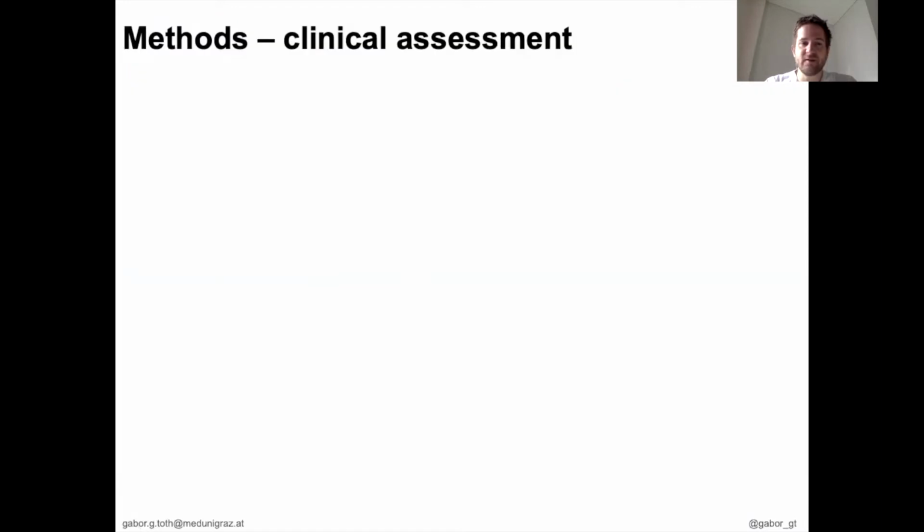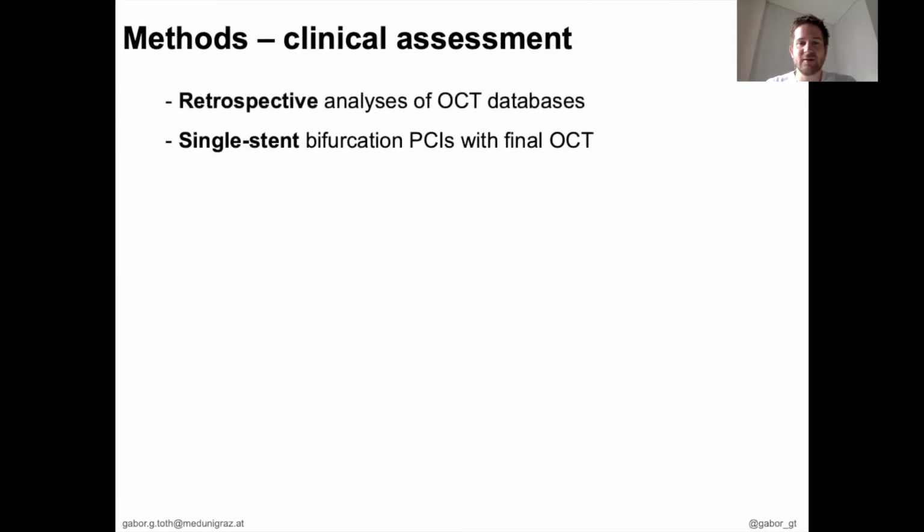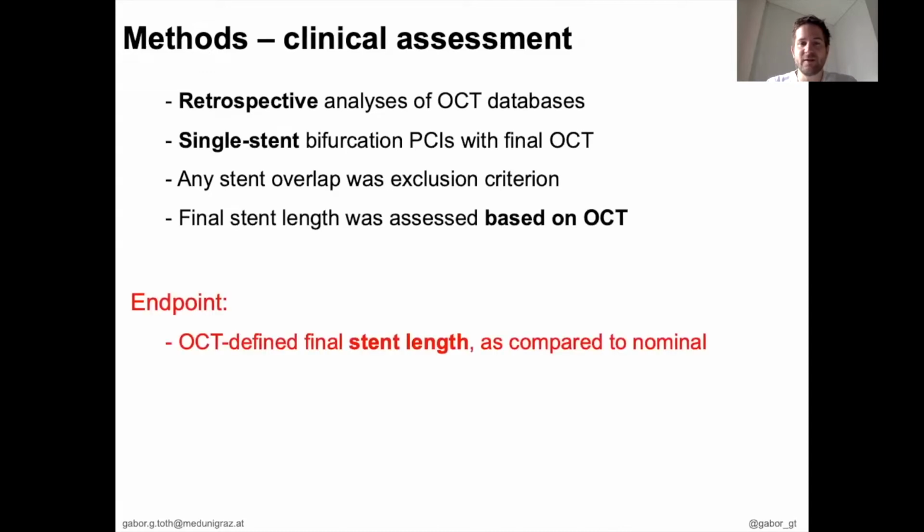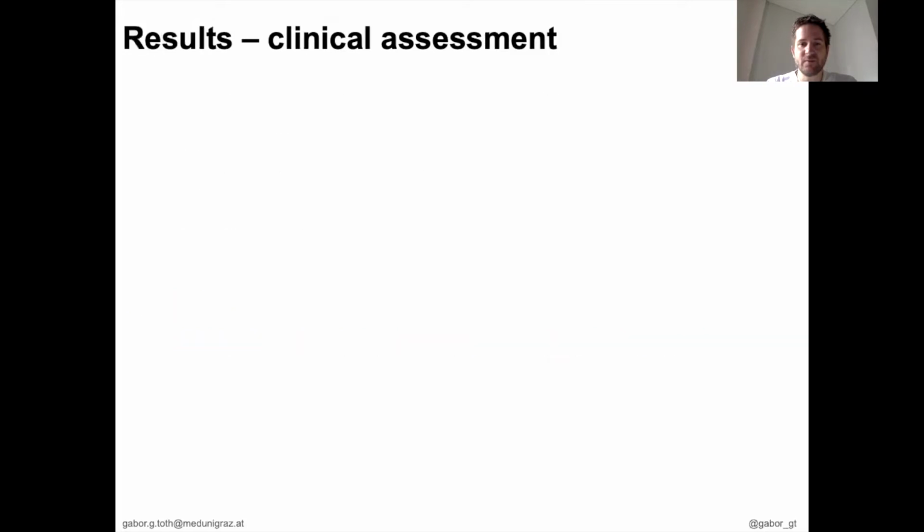With these bench findings, we also wanted to understand whether this is just a bench finding or it has real clinical relevance. It can be observed in human cases as well. So we went back to our OCT databases collecting single stent bifurcation PCI cases, which was done by OCT guidance. We excluded all the cases with stent overlap as well as cases where visualization of the stent length was not good enough for analysis. And we measured final stent length based on the OCT, comparing that to its nominal value.